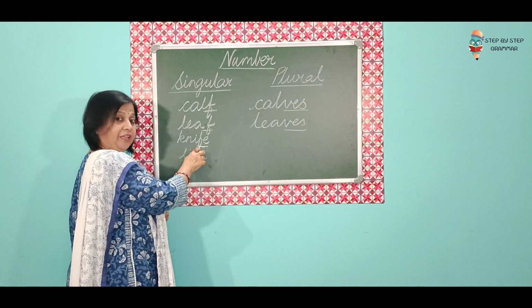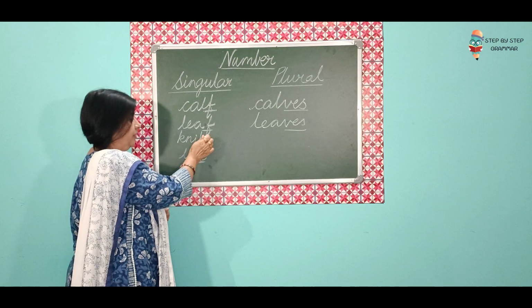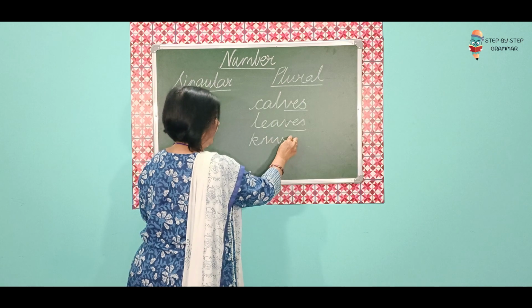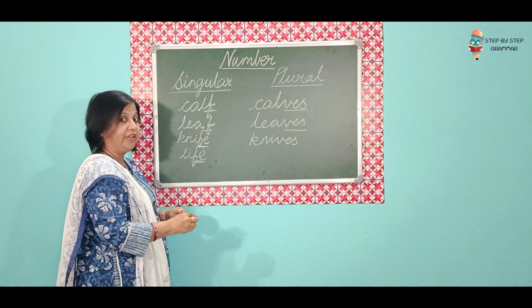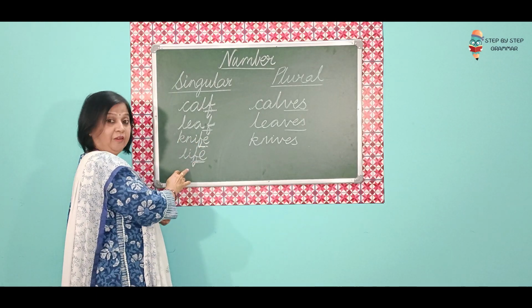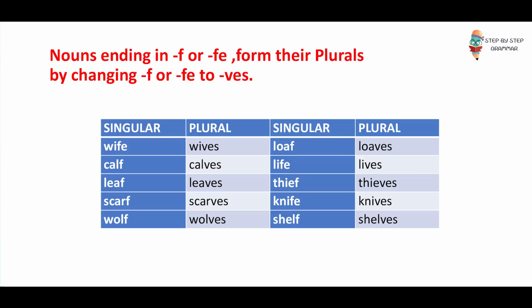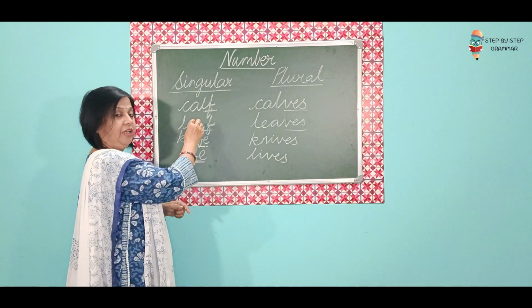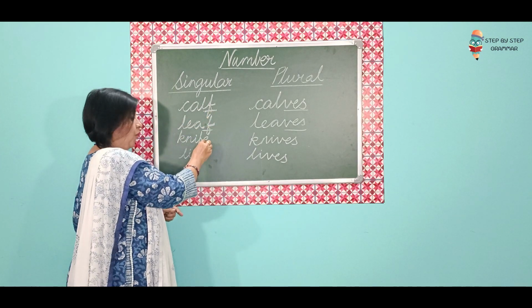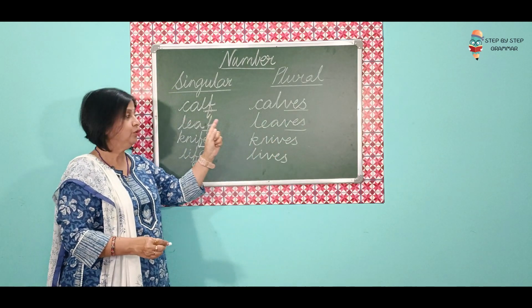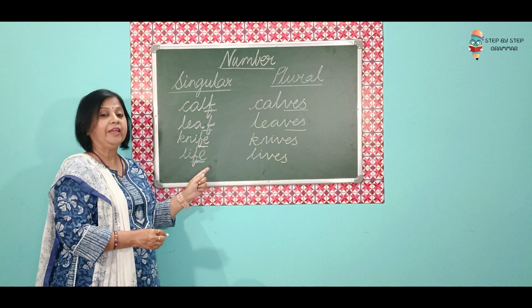Nouns ending in FE, like knife. Again, drop the FE and write VES. Knives, knives. K, silent. Knife and knives. Similarly for life, drop FE and instead of that, write lives. So this is the rule. If the noun ends in F or FE, we add VES after dropping the F or the FE.